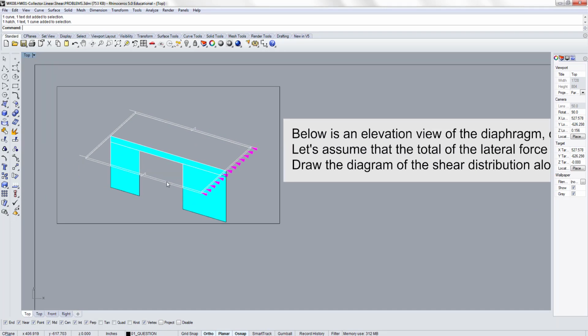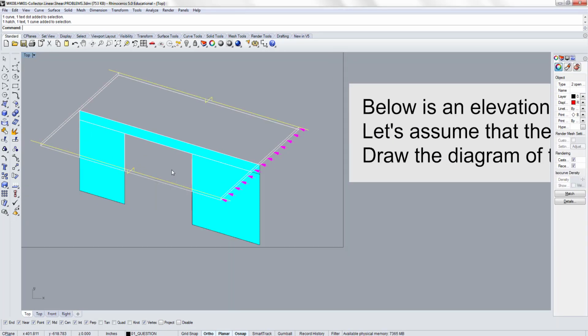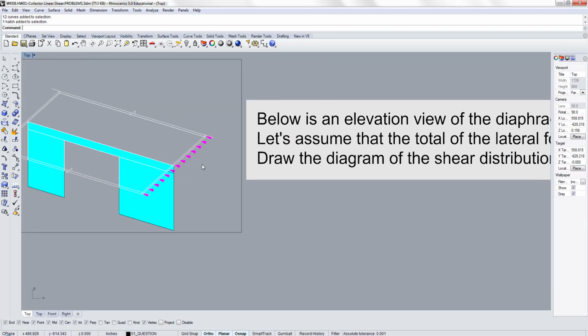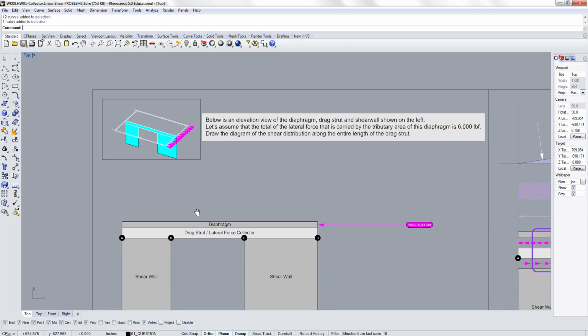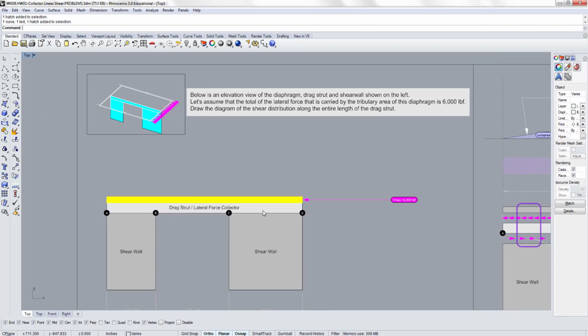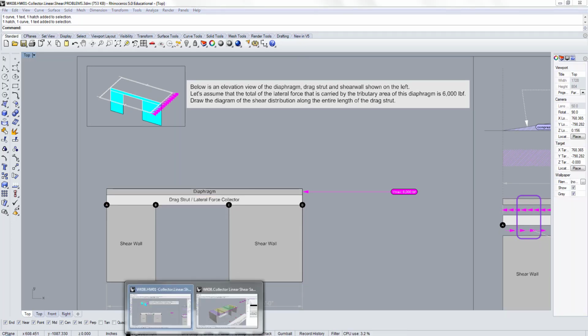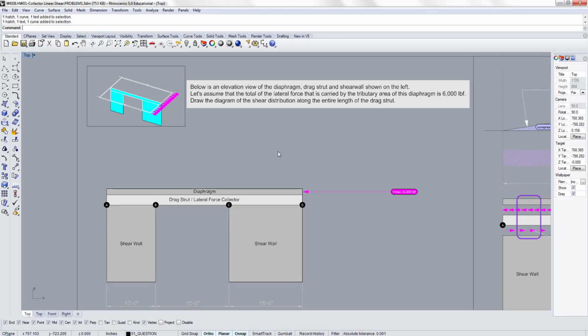So, I'm showing only parts of this. So that's the diaphragm, roof diaphragm, which is supposed to continue, but I'm just showing parts of it with some sort of lateral force all the way along this wall. But anyway, and then the shear wall is shown like this, right? So this is the elevation of the diaphragm and drag strut, which is the beam beneath the diaphragm. And then there are 2 shear walls in this case.